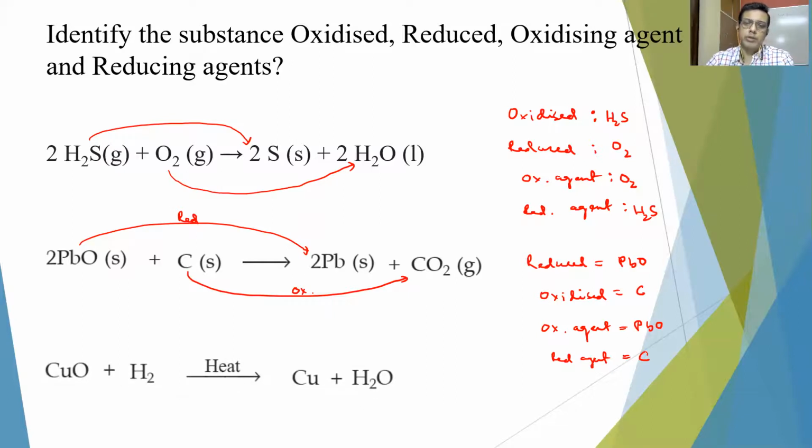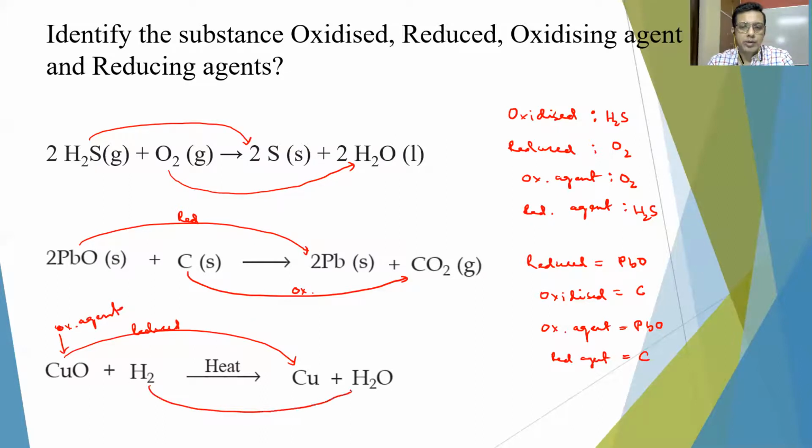So similarly, if you see this reaction, copper oxide is reduced to copper. So this copper oxide is the reduced substance, so it is the oxidizing agent. The substance that is reduced is the oxidizing agent. Hydrogen is oxidized to water. So the substance oxidized is the reducing agent.